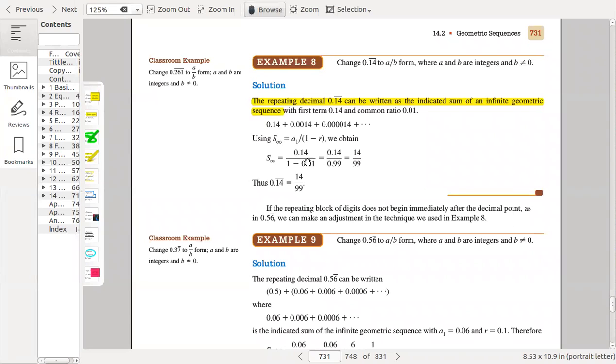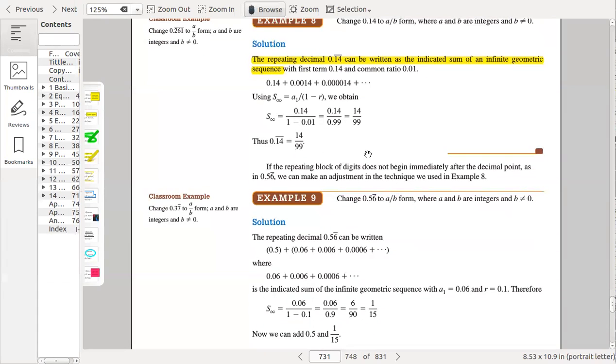Using S infinite equals a1 over 1 minus r, we obtain: what is r here? The common ratio is 0.01. So 1 minus 0.01, and the first term is 0.14, over 0.99. This can be written as 14 over 99. It means this 0.14 bar can be written as 14 over 99.